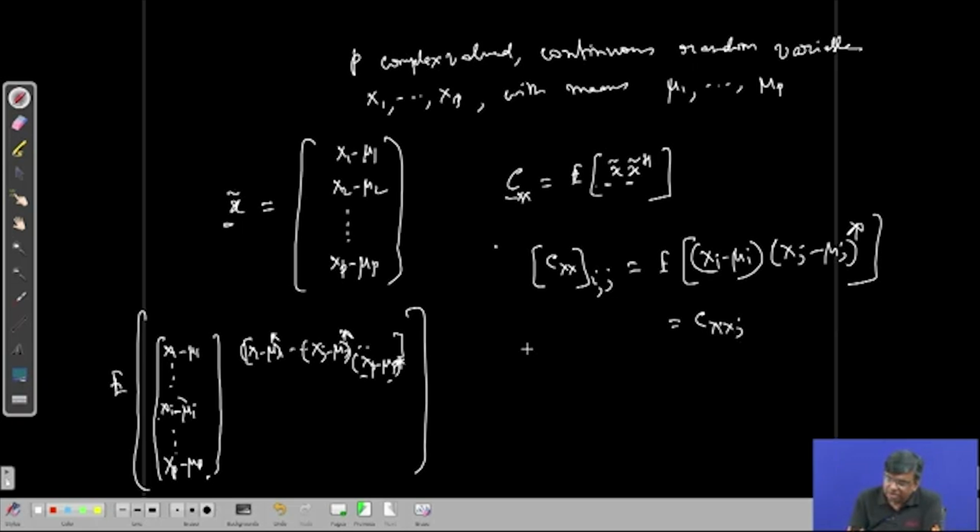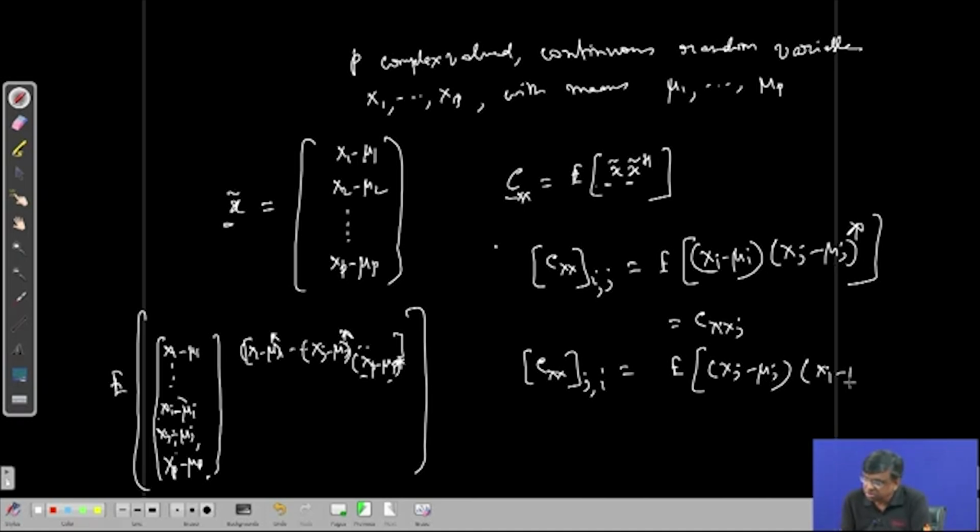And in the same way, Cxx, if you take j comma i, it will be E of xj minus mu j, this times xi minus mu i star, j comma i. So i and j, their roles are just interchanged. xj minus mu j comes here, no conjugate, and xi minus mu i goes here with conjugate. All right.